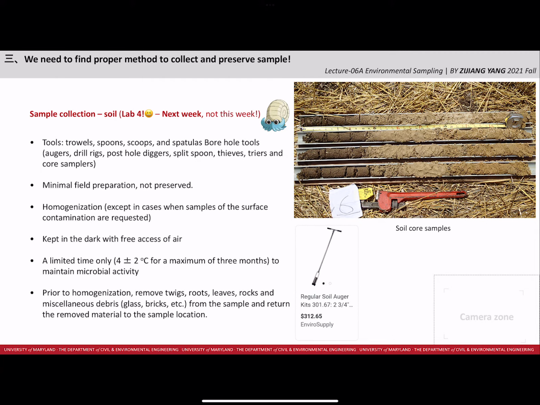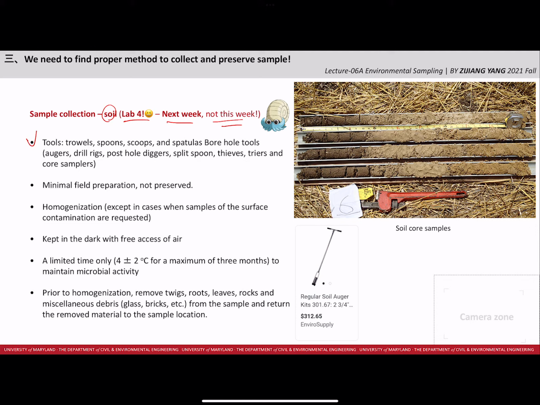And the next one is about soil. And this is lab 4. But as I will announce later, we are going to do lab 4 next week, not this week. And we are going to do lab 5 this week because of the potential rain.